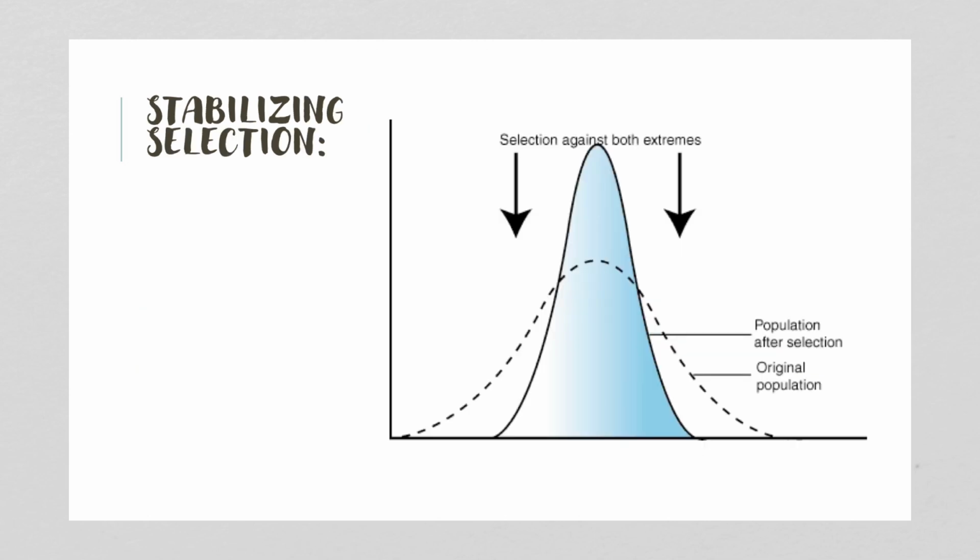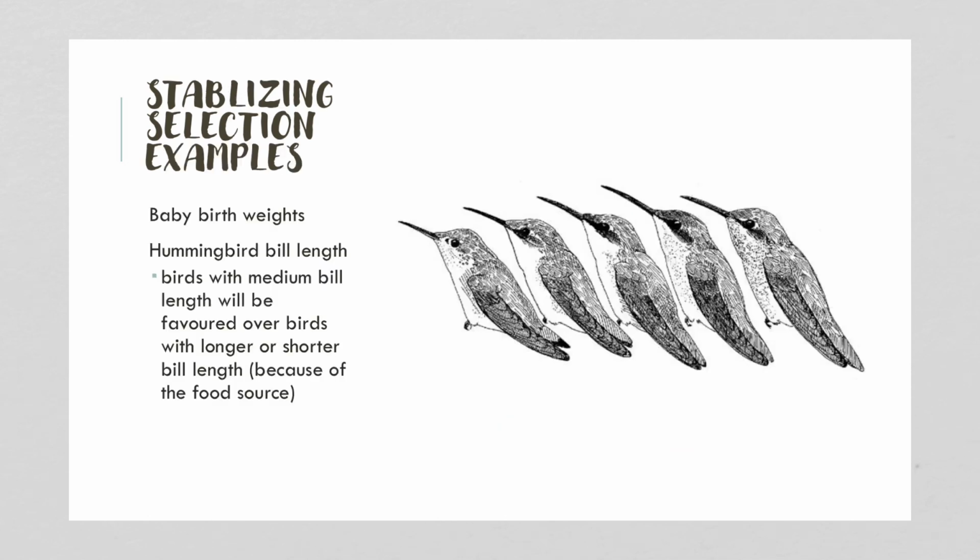Stabilizing selection is the most common type of selection. This is what you would look at. Originally, this was your population where you had a variety of phenotypes, but then you were not favoring the extremes, and you were only favoring the most common. So eventually the shape of the graph would go more pointed.